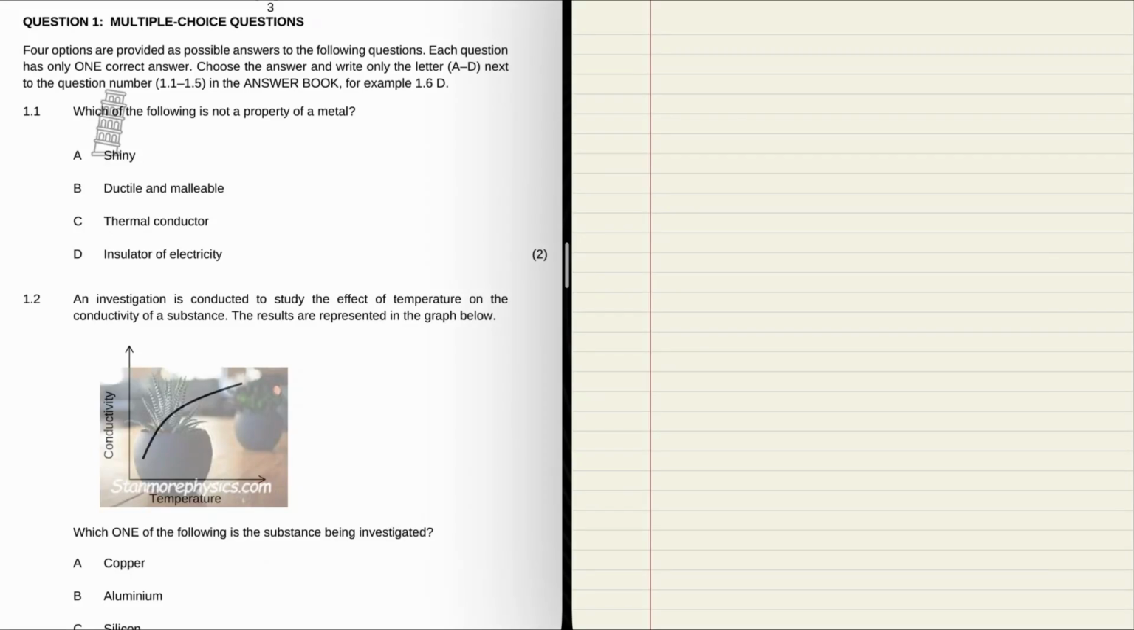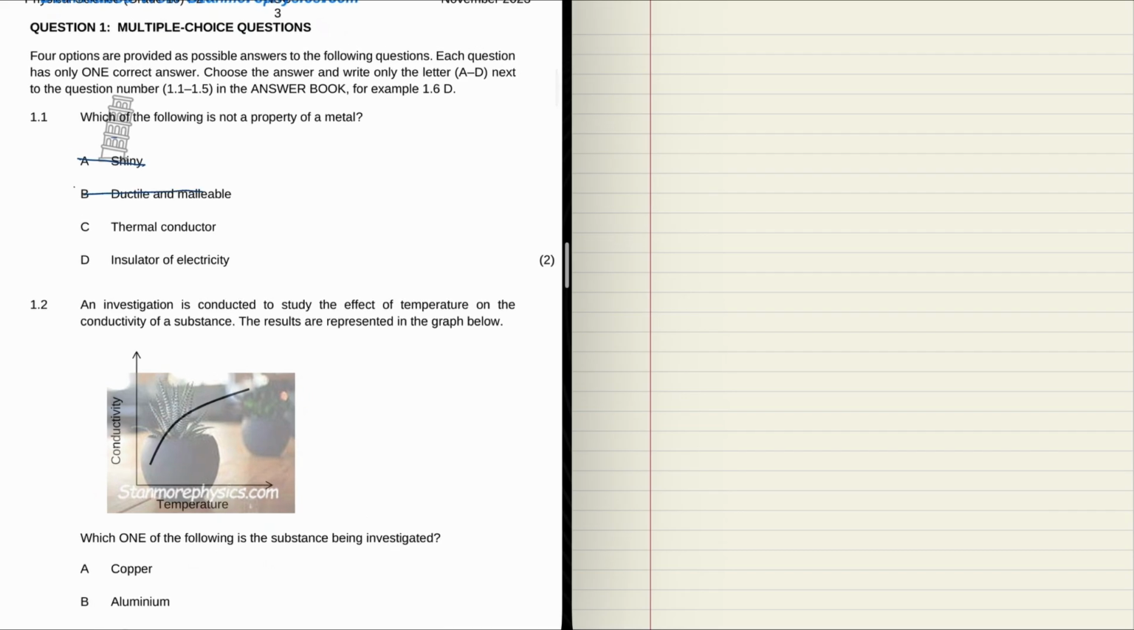Let us take a look at the Grade 10 2023 November Paper 2. Multiple choice question 1.1. Which of the following is not a property of a metal? So metals are shiny, we know that. So that's out. Ductile and malleable, we know that that is true. Thermal conductors, we know that is true. And that means 1.1 has got to be D.